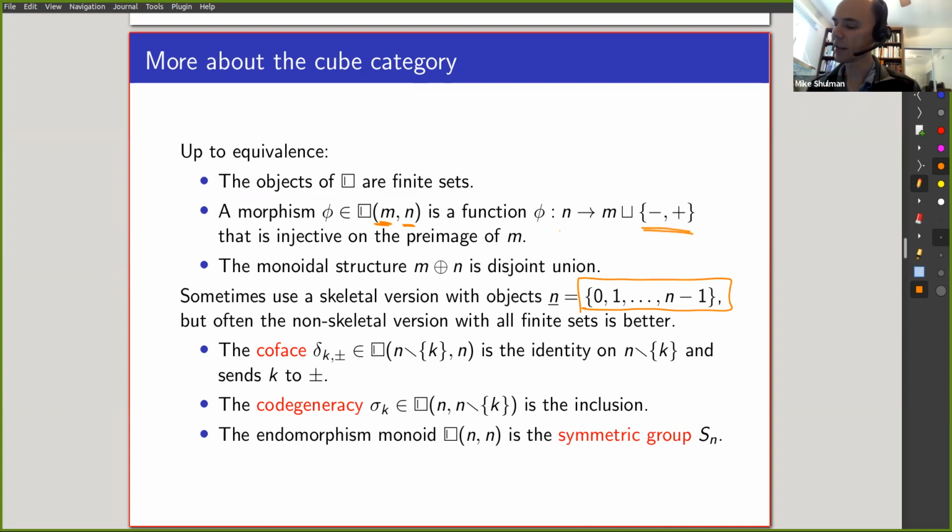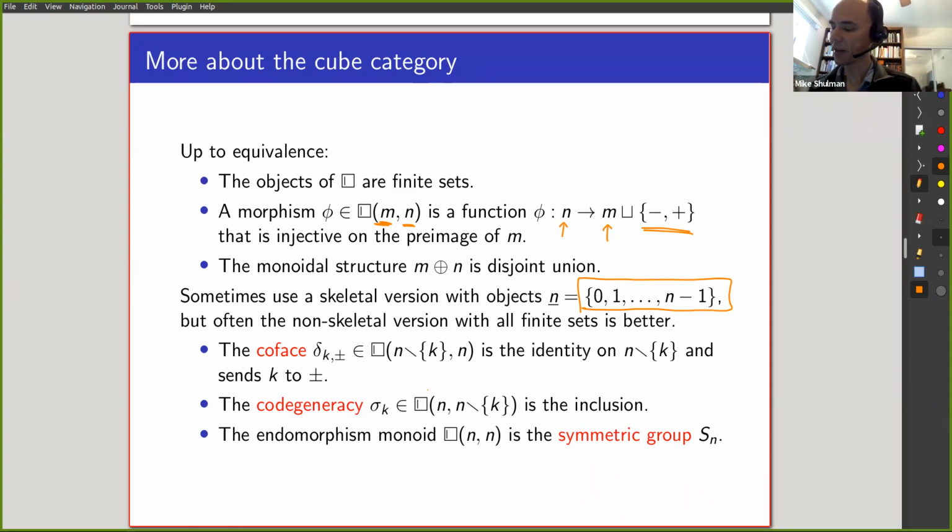So the idea here is that this function phi says, given a dimension in N, it either comes from some dimension in M, or it maps down to a boundary and becomes a face map. And we require this map to be injective on the things that map to M. So more than one dimension can squash down to a boundary, but if it's not squashing down to a boundary, it can't get duplicated, and that's how we prevent there from being diagonals. And the monoidal structure is you take the disjoint union of these finite sets.